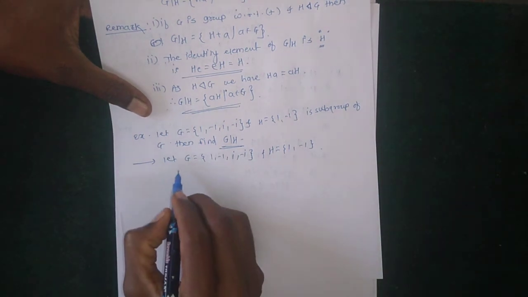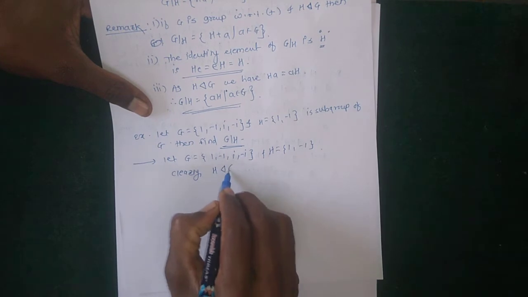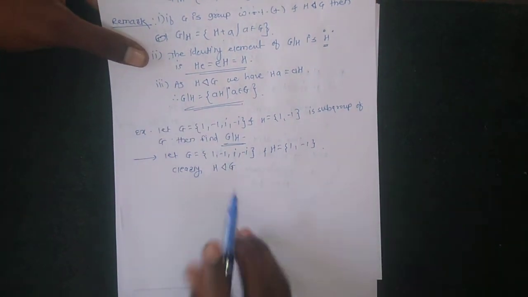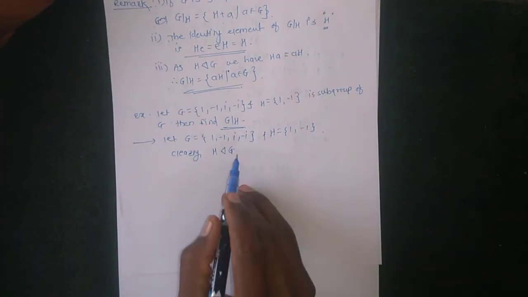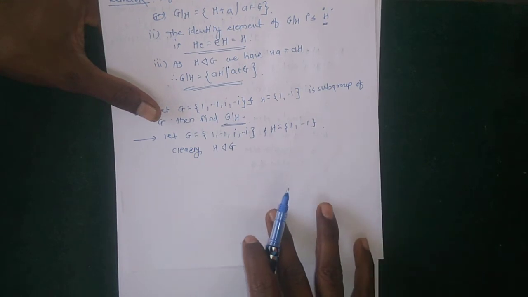Clearly H is a normal subgroup of G. This example is also proved in a previous theorem. So H is a normal subgroup of G.